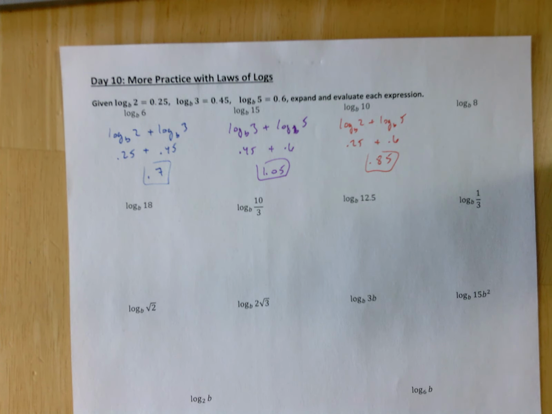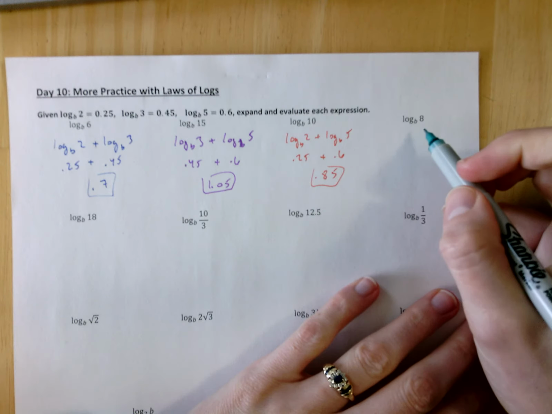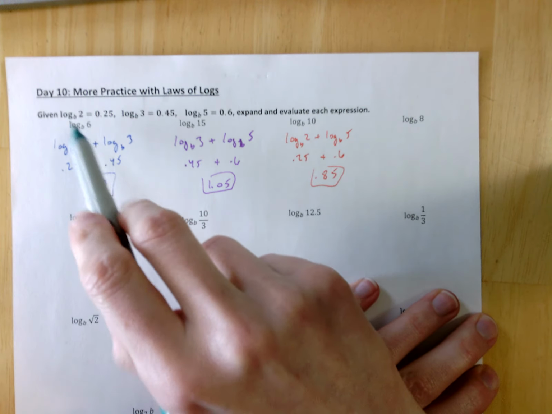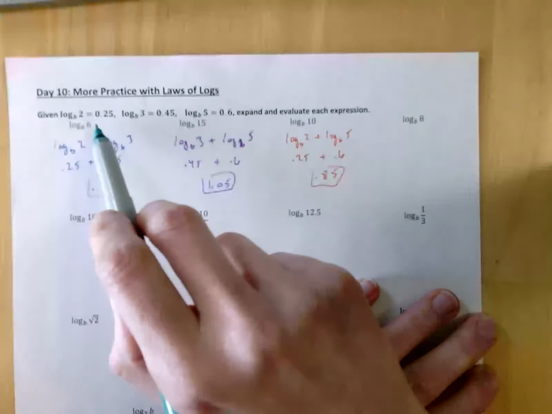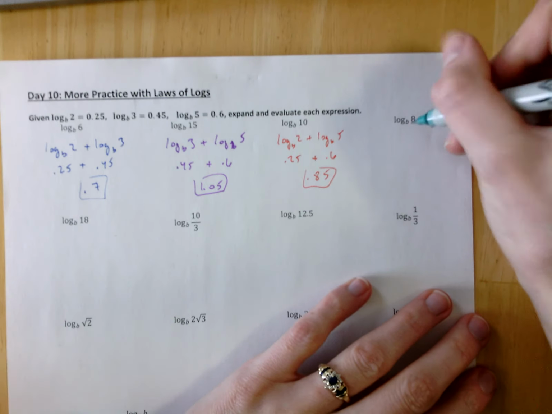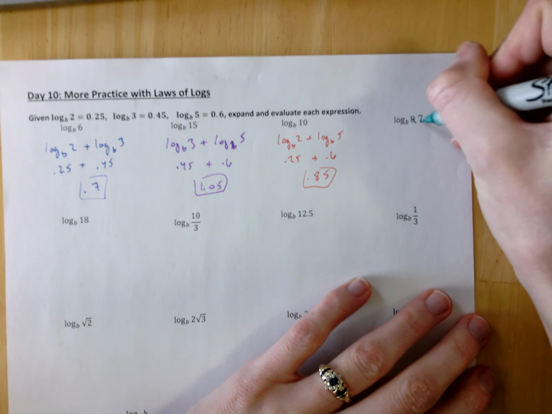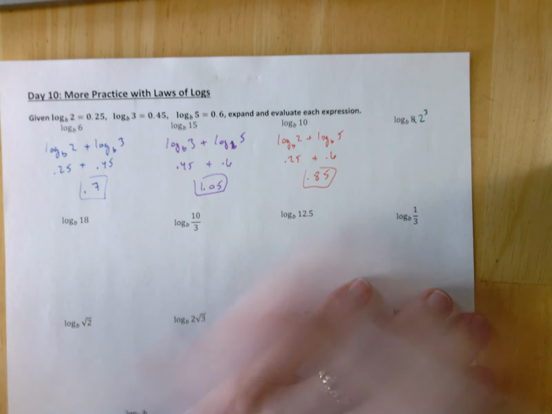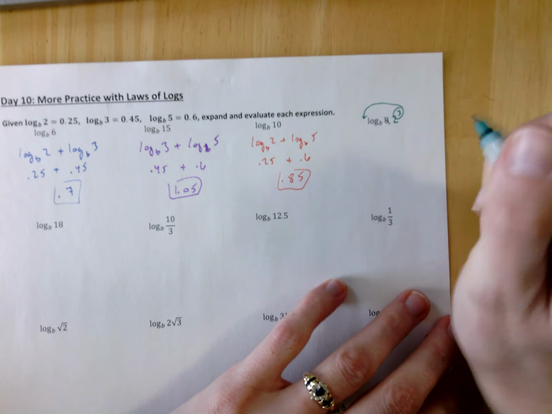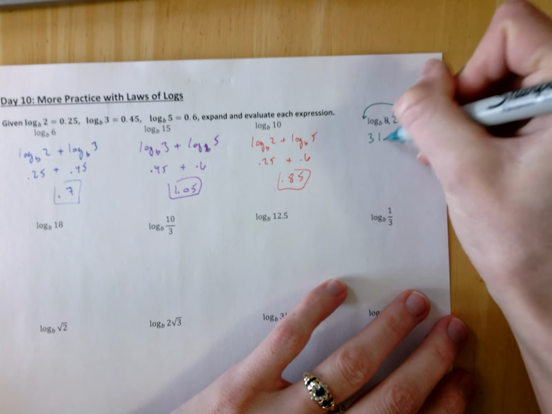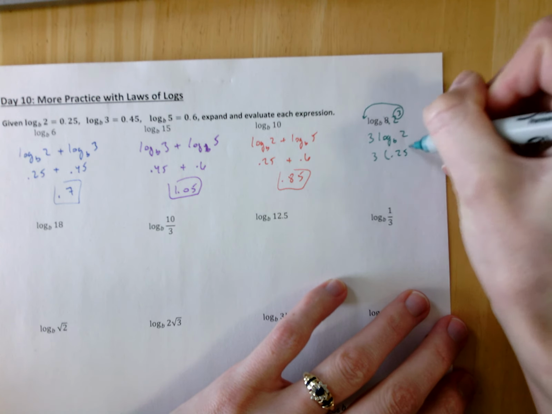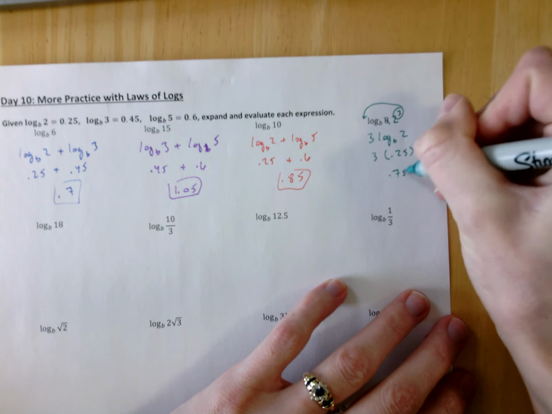Now log base b of 8. You could look at this and say 8 is 2 times 2 times 2, so you could break it down into log base b of 2 plus log base b of 2 plus log base b of 2. But what I think about is that 8 is the same as 2 to the 3rd power, and then I have a property that says I can take that 3 and drop it down. So it's going to be 3 times log base b of 2, or 3 times 0.25, or 0.75.